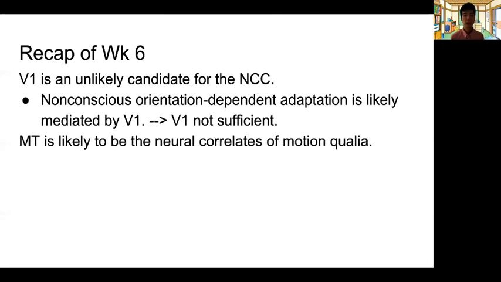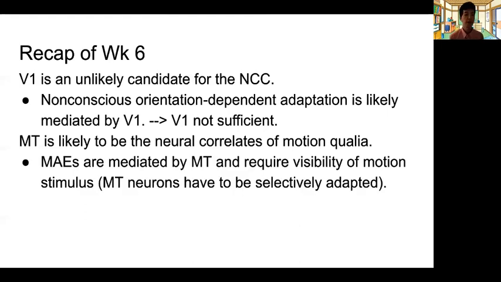All right. And then on the other hand, I argued that MT, middle temporal area, responsible for motion perception, is likely to also be the neural correlate of motion qualia. One of the reasons is motion aftereffects: after adapting to this expanding motion stimulus, a stationary Buddha stimulus probably felt like shrinking, or the other way around. And these are mediated most likely by MT neurons. For this type of motion aftereffects to work, it requires visibility of the motion stimulus, especially for those complicated motion types. And most likely, these motion aftereffects are mediated by MT neurons.